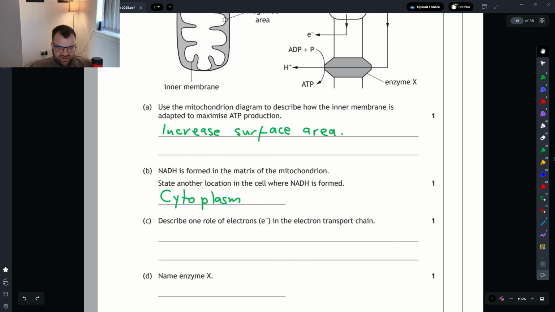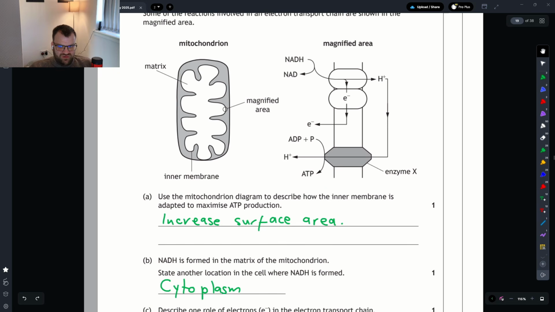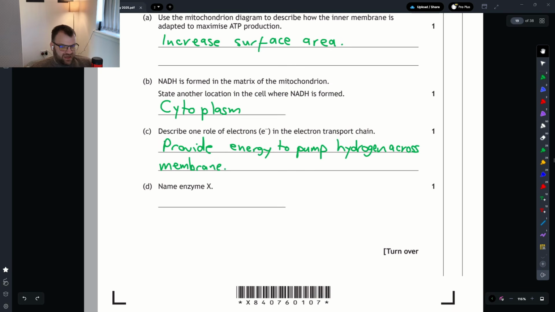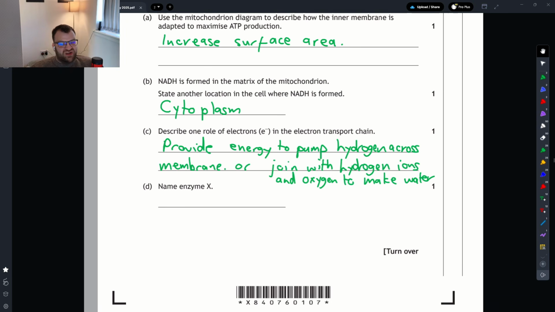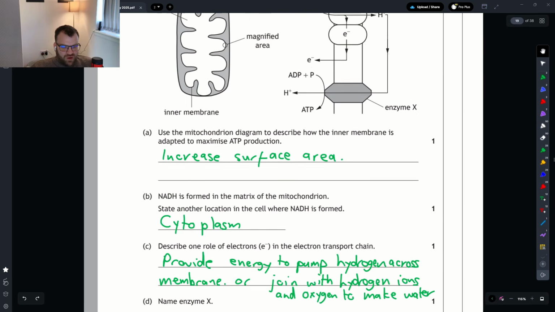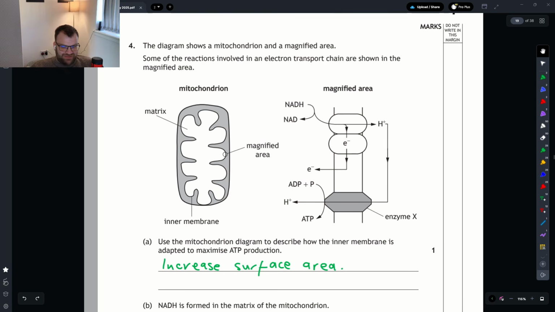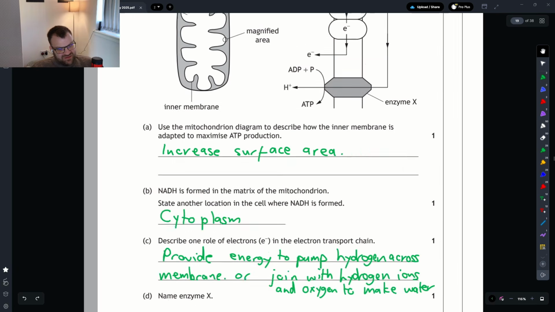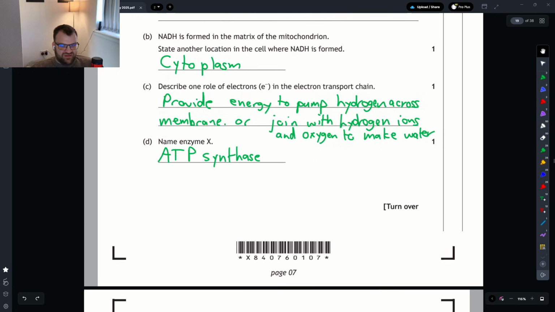The role of electrons. Well, we can see they are making their way along the membrane. They are high energy, so they provide the energy to allow hydrogen to get pumped across the membrane. And at the end, electrons, hydrogen ions, and oxygen combine to make water. So either of those ones should be enough. What does enzyme X do? Well, it's making ATP, synthesizing ATP, ATP synthase.